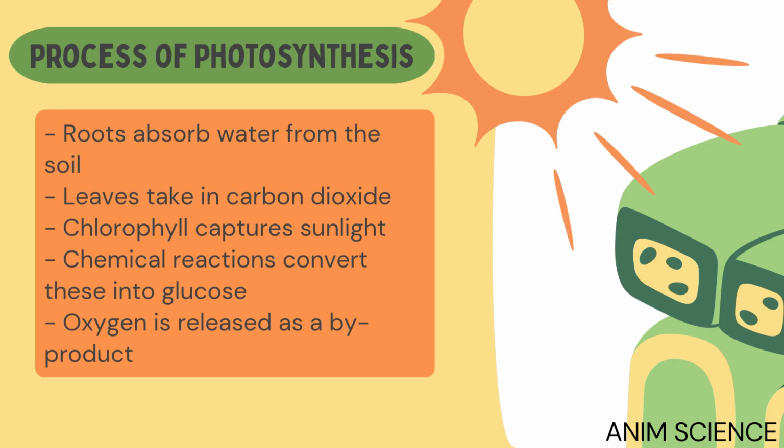So in simple terms, plants take in water and carbon dioxide, use sunlight as energy, produce food in the form of glucose, and release oxygen. This entire process is what we call photosynthesis. Understanding these steps makes the concept very easy and clear.